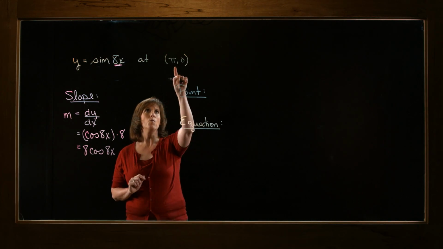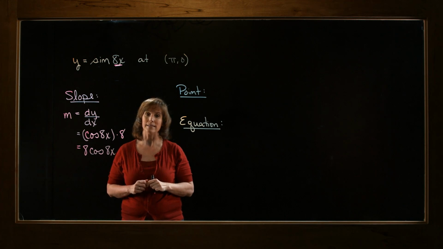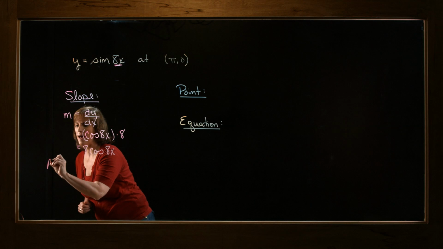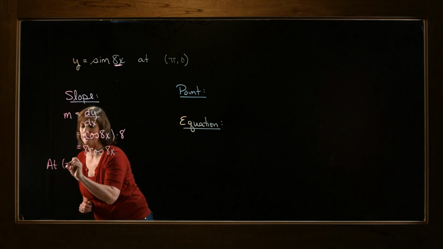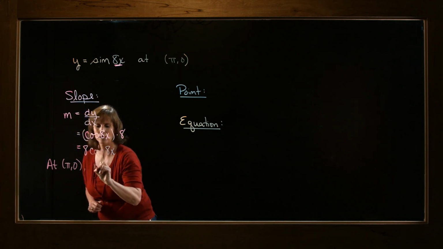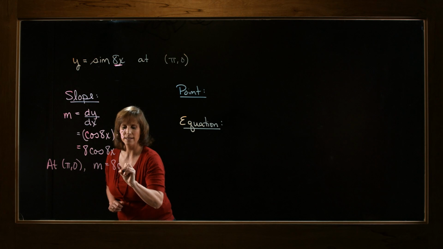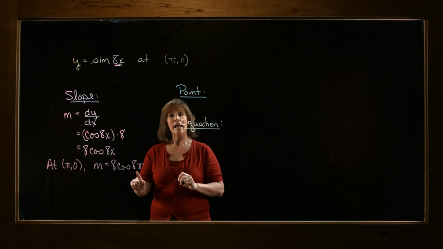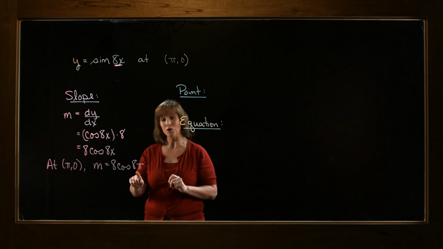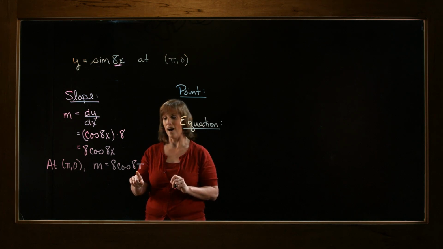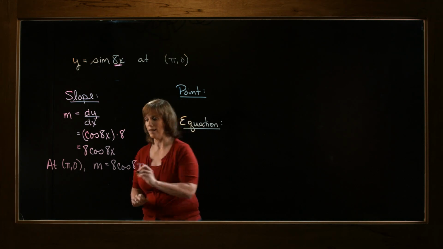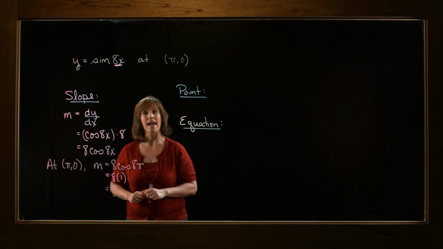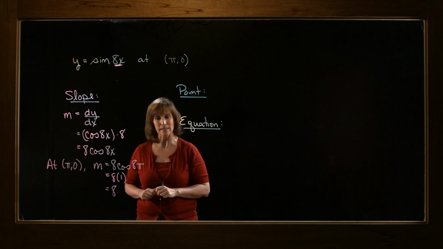I'm interested in the one that happens at the point (pi, 0). So I'm going to plug in pi. So at (pi, 0), my slope is going to be 8 times the cosine of 8 pi. Now 8 pi is coterminal to 2 pi, and the cosine of 2 pi is going to be 1. And so I have 8 times 1, which is 8. So I know the slope of my line is 8.